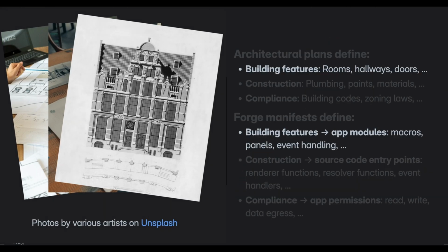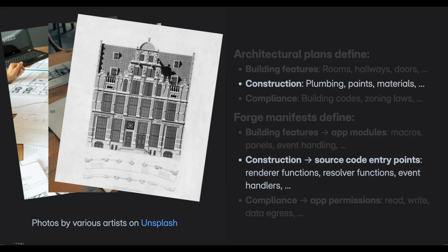An architectural plan defines the features of a building, such as the rooms and other spaces. Similarly, an app manifest outlines the features and capabilities of an app. Architectural plans specify certain aspects about the construction of a building, such as the plumbing and the electrical details, and the materials that will be used. Similarly, an app manifest defines source code entry points and choices about how functionality is implemented.